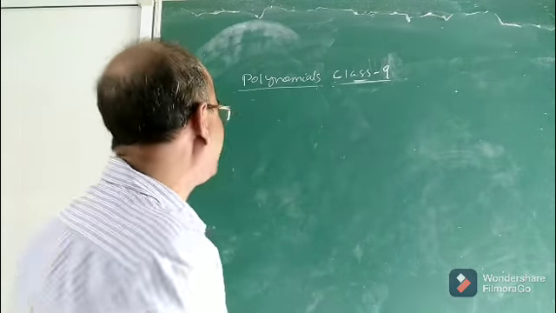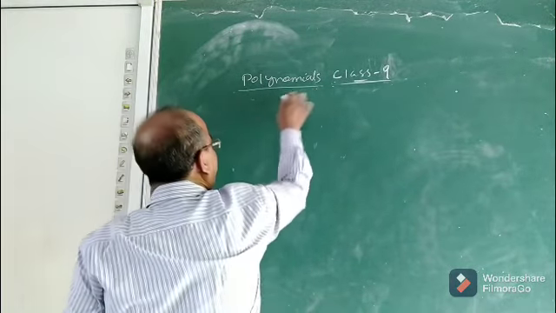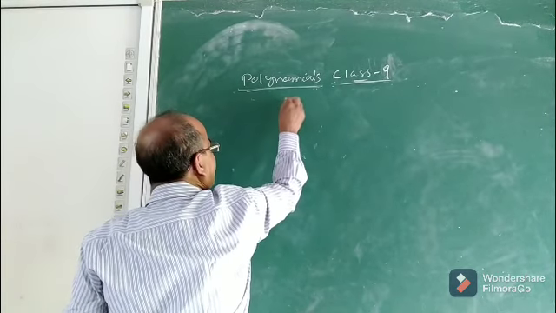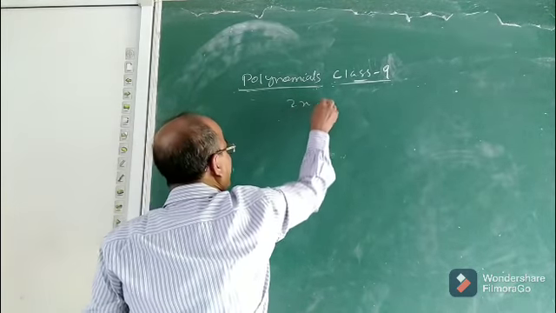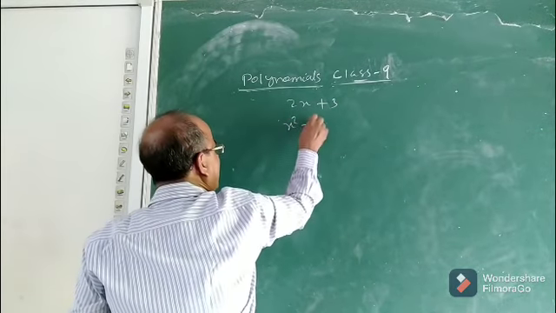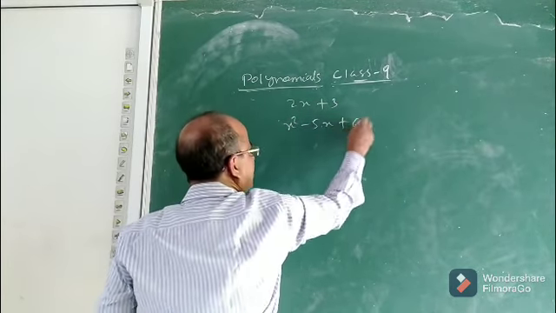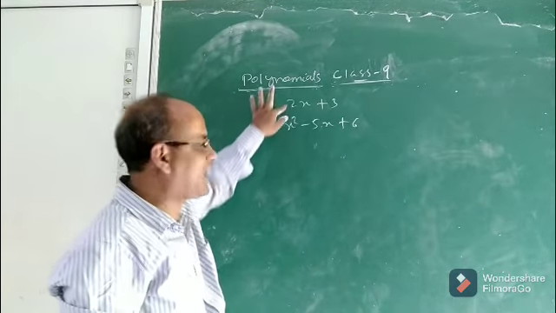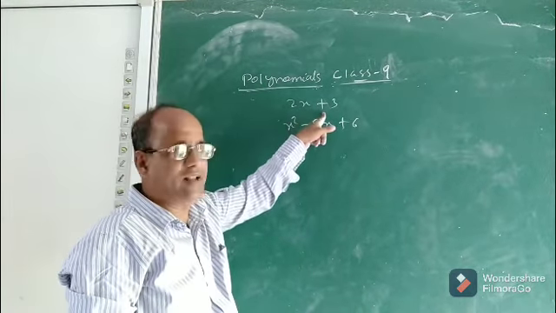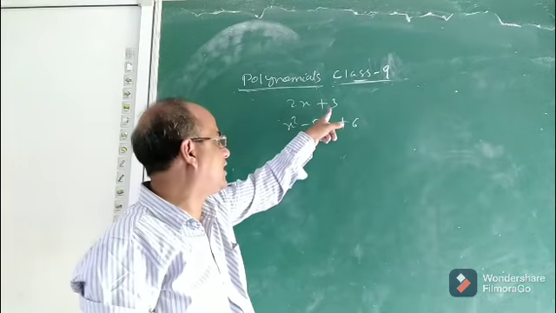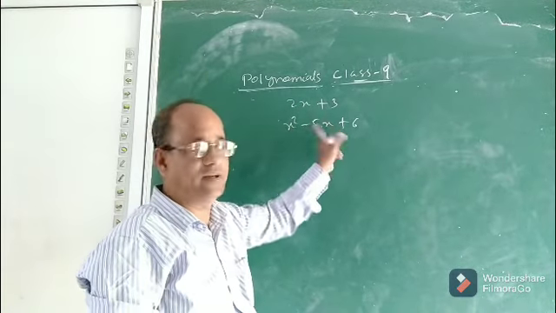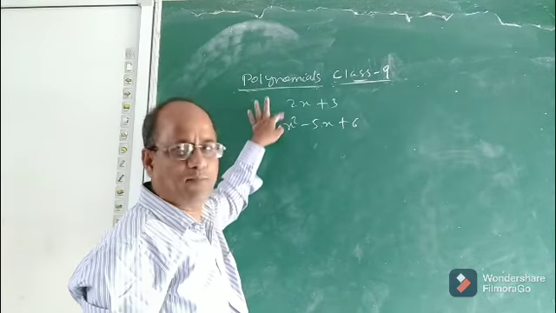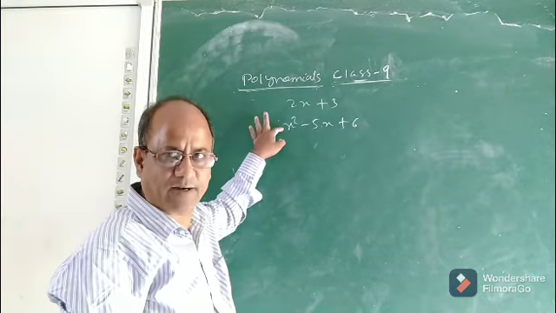Let me see. What is a polynomial? In order to give the concept of polynomial, let us consider some algebraic expressions. See, suppose 2x plus 3, and x square minus 5x plus 6. You see, these two are algebraic expressions. Now in these algebraic expressions, as you know, there are two terms, it is a binomial, there are three terms, it is a trinomial. Okay. Now the point is, why is it a polynomial? What is a polynomial? Let us see.